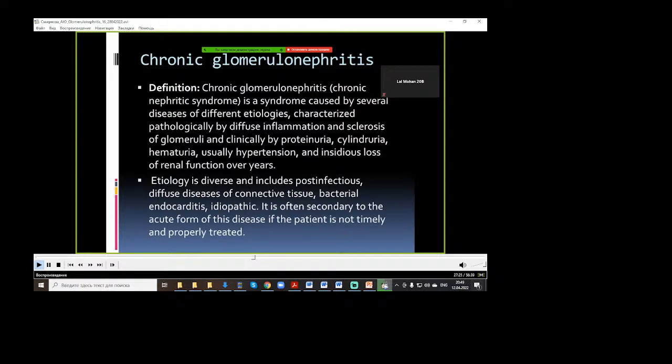Etiology is diverse and includes post-infectious causes, diffuse diseases of connective tissue, bacterial endocarditis, and idiopathic. It is often secondary to the acute form of this disease if the patient is not timely and properly treated.